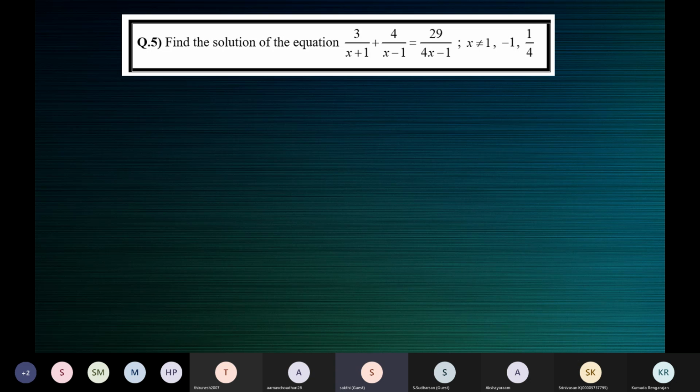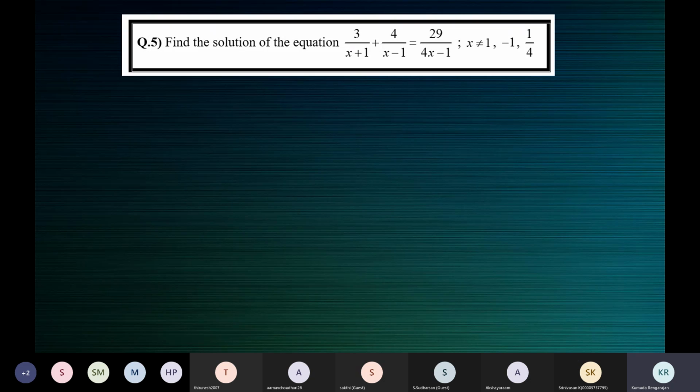X is equal to minus 7 and plus 4. What is the quadratic equation we have got? X square plus 3x minus 28 is equal to 0. Very good.